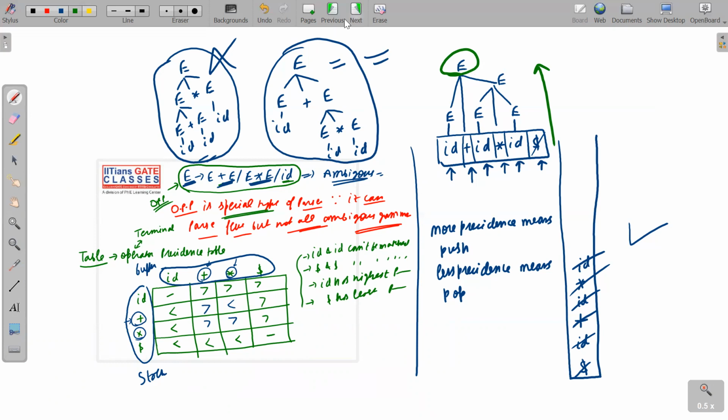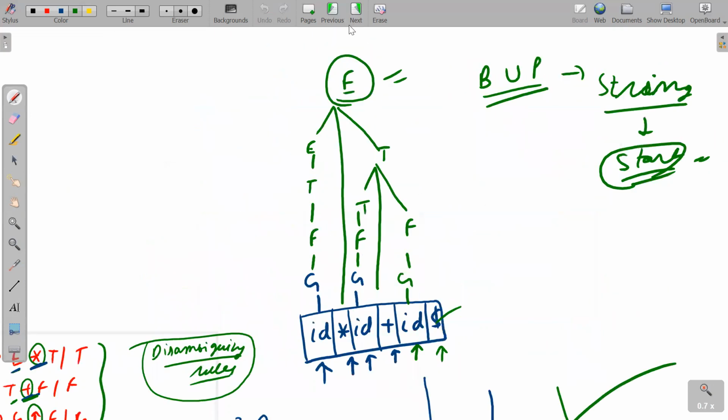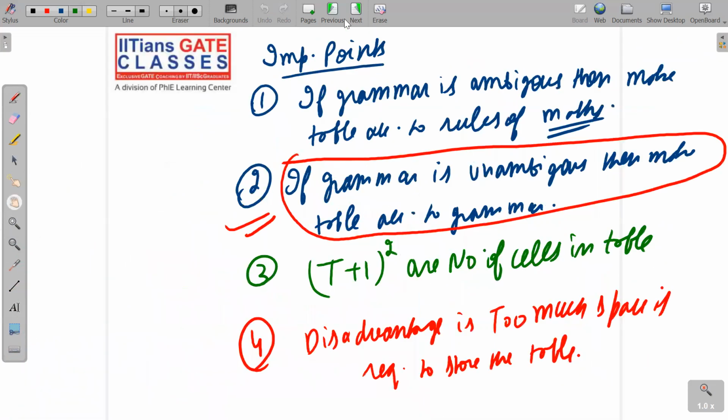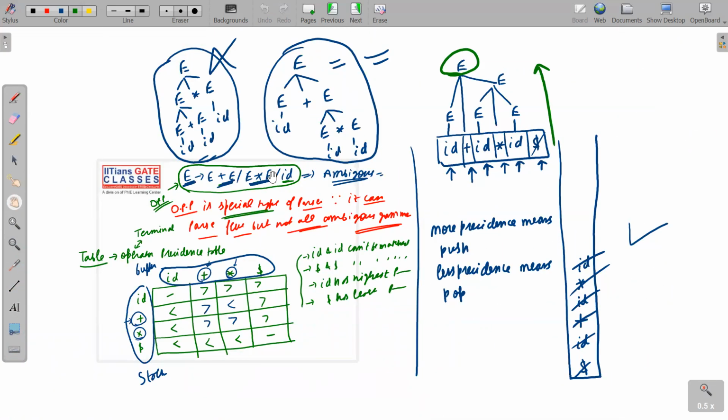I think now the algorithm is very obvious to everybody. You just have to remember these lines which I have given you: more precedence means push and less precedence means pop. That's it. This is your stack part, this is your buffer part. These are the few important points which we should remember. So that's it, here we have done our operator precedence parser.